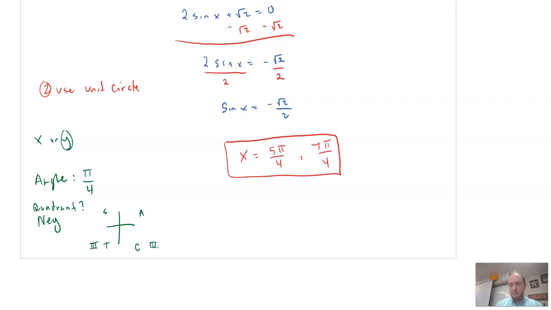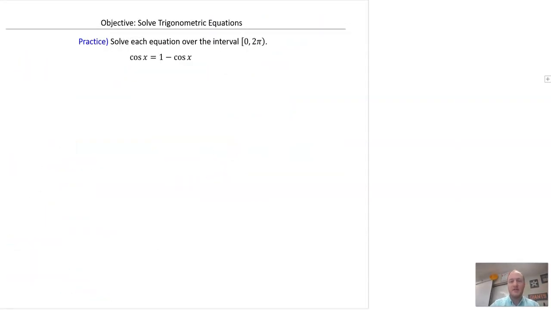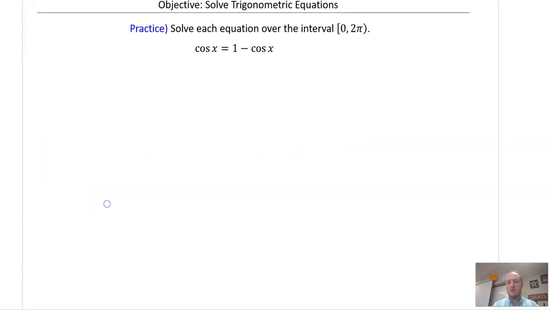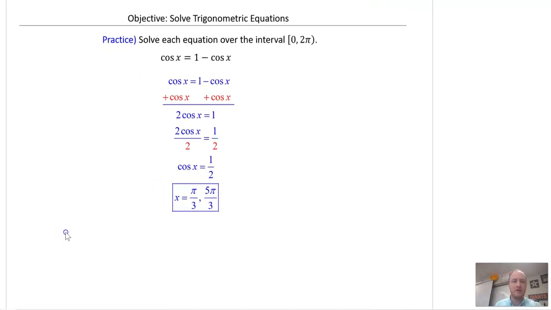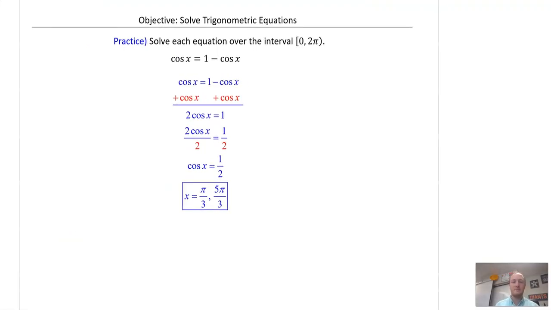And that's it. Okay, here is a practice problem. Please pause the video. I want you to go ahead and try this one. Hopefully you have tried this. Here is the solution, and you should have gotten cosine of x equals 1/2, which is the angles pi over 3 and 5 pi over 3, right? It's positive in quadrant 1 and in quadrant 4. Okay, so that's it for the linear structure.